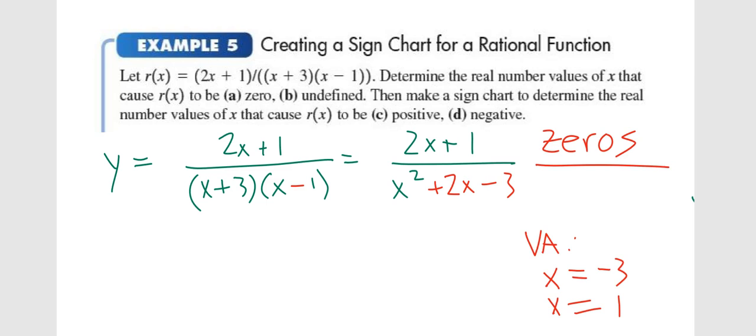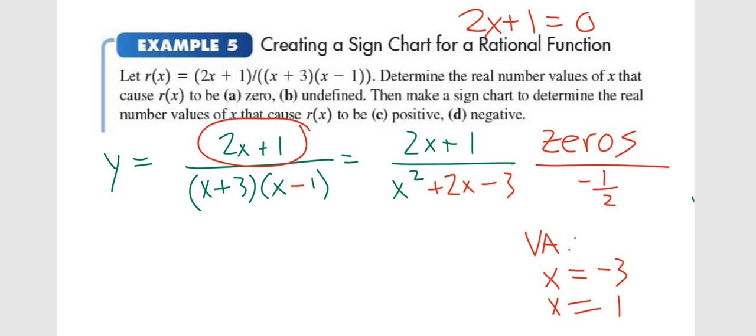How about zeros? Where do we find zeros in this mess? The numerator. Set that numerator equal to 0 and tell me what you get. What do we get? -1/2. Right? Factors in the numerator create the zeros.